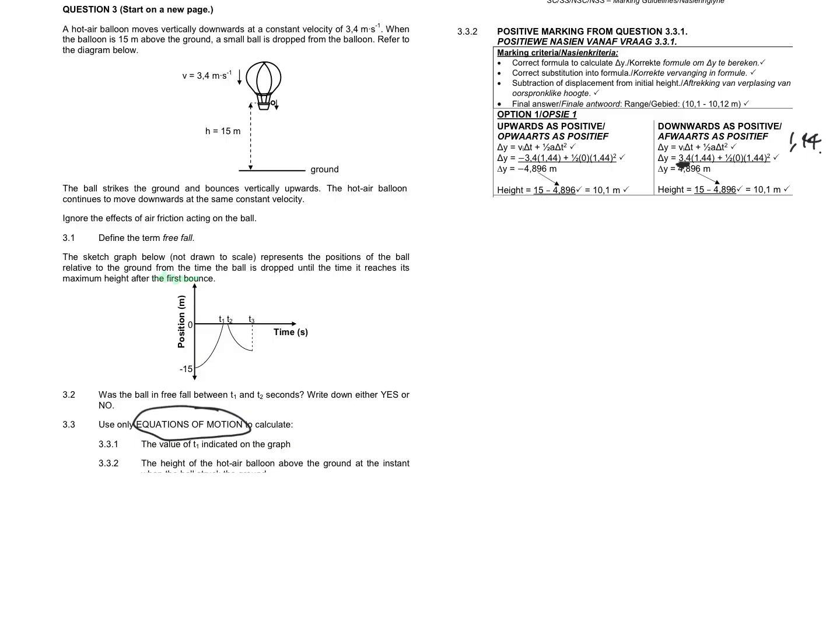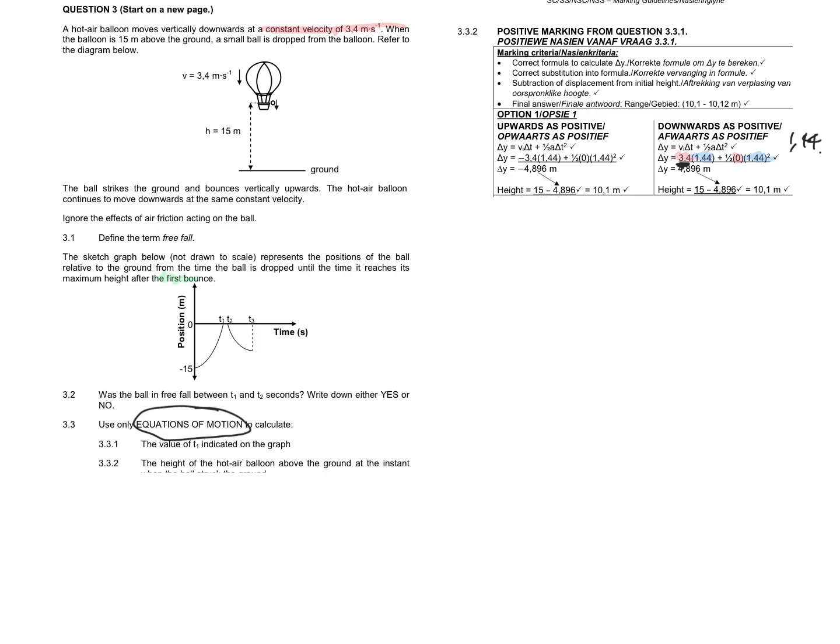The velocity is 3.4 downwards, a constant velocity of 3.4 downwards. We know that because it says so in the question. So we know that the VI is 3.4. We know that the acceleration is 0 because it's a constant velocity. So acceleration is 0. And we know that the time is just simply our answer from the previous question.